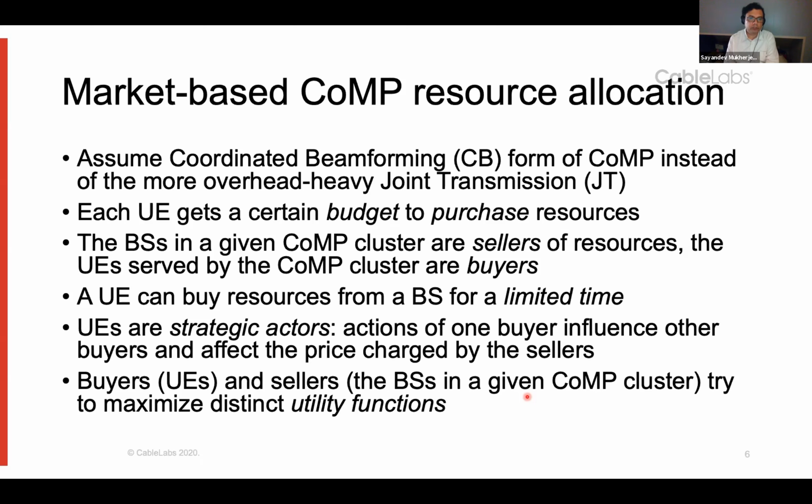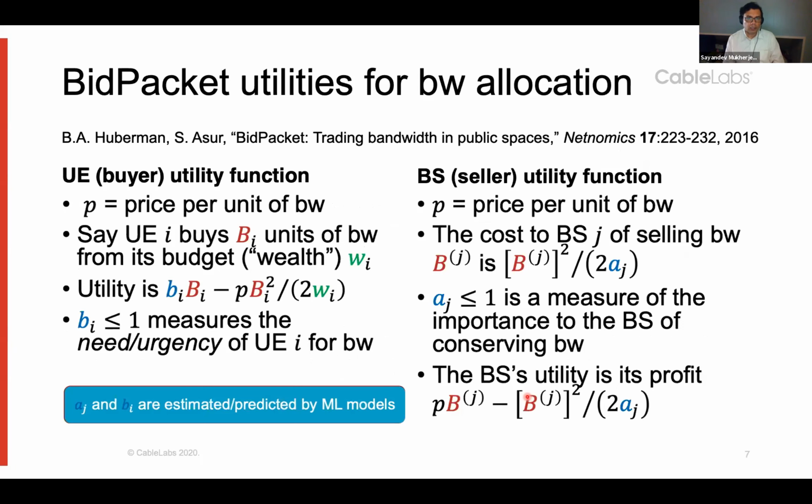And what are these utility functions? Now, we took the utility functions from this other paper published in 2016, and we're using the same name as was used in that paper. So we call them bid packet utility functions. As you can see, the UEs, the buyers, and base stations, the sellers, have distinct utility functions. Both are quadratic, though, in the commodity being sold, which is bandwidth, right?